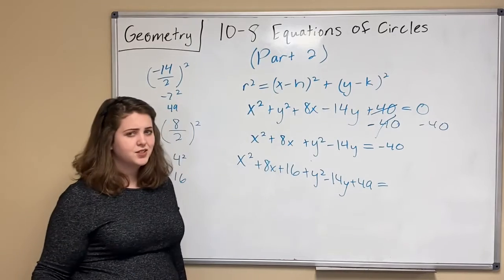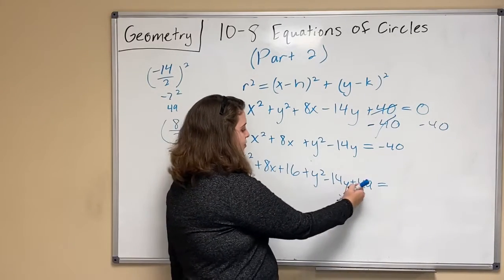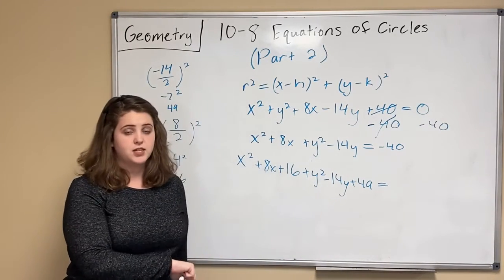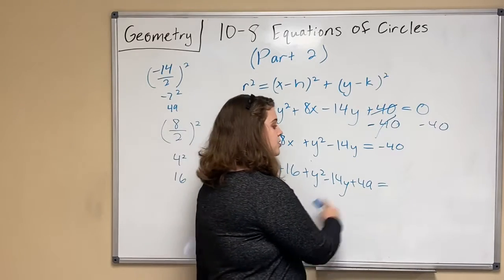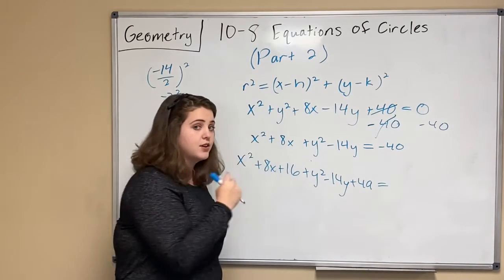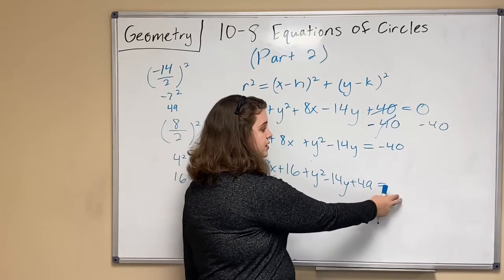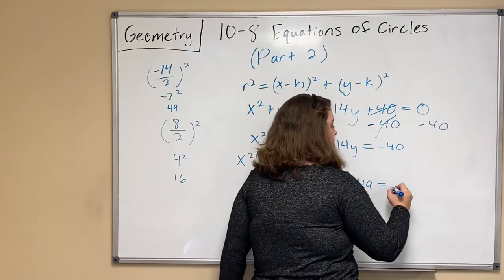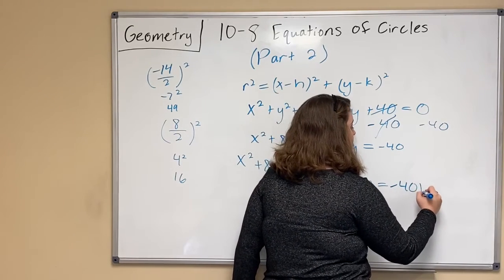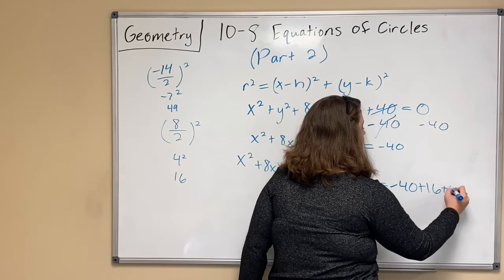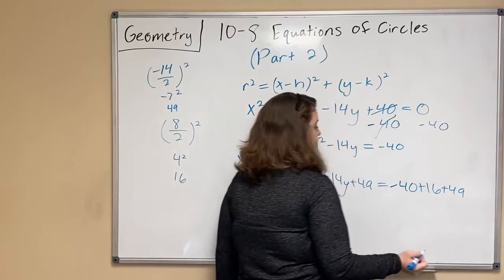Now, I can't just randomly add 16 and 49 into this side of the equation unless I also add it to the other side. Whatever I do to one side, I have to do to the other side. So over here, I'm going to get minus 40 plus 16 plus 49.